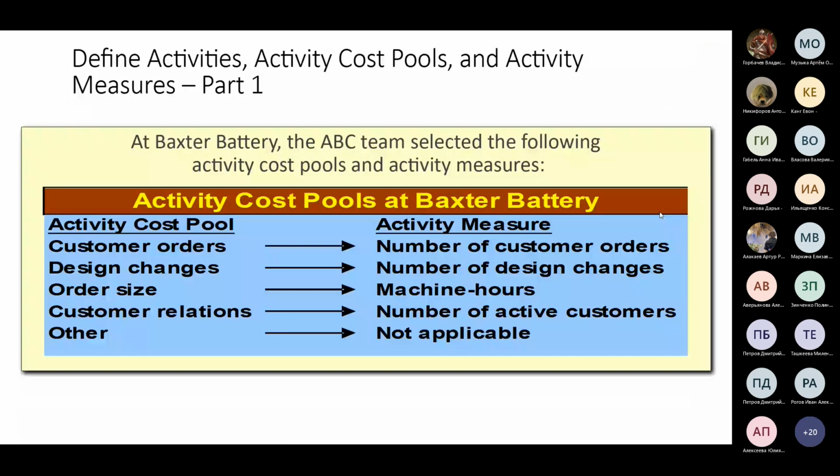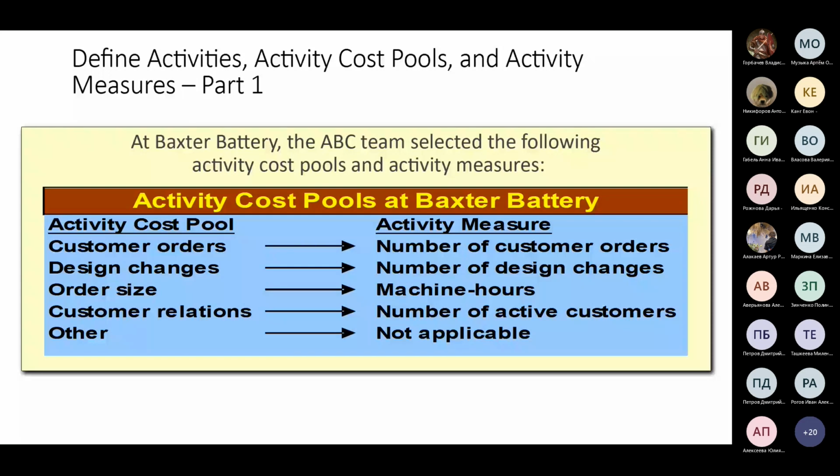At Baxter Battery, the ABC team decided to apply the new idea of activity cost pools, and they defined five cost pools: customer orders, design changes, order size, and customer relations, and other activities were associated with the other cost pool. Then they decided to select the proper cost driver and activity measure used under each activity.